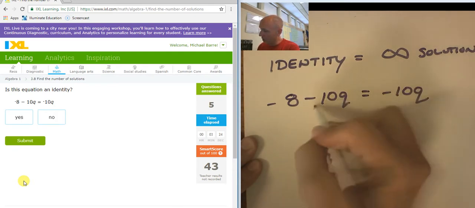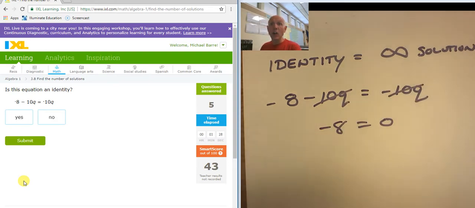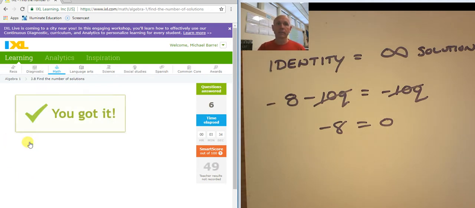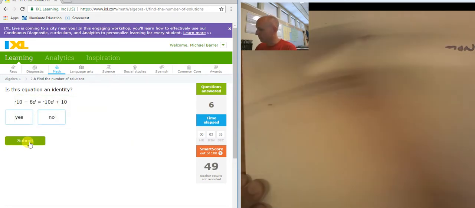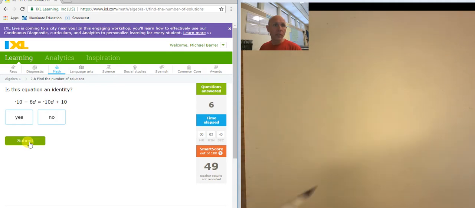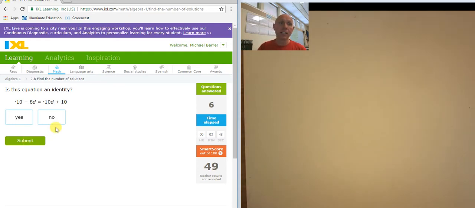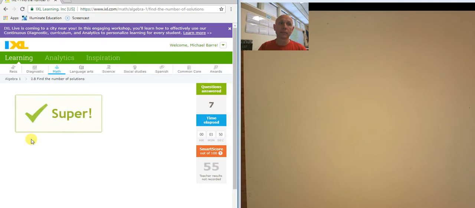Look, negative 10q, negative 10q. Negative 8 equals 0. That's no solution, which means it's not an identity. Is this an identity? No, it's not an identity. Is this an identity? Okay. Are the d's going to cancel? No. There's one solution. One solution is not an identity. Is this an identity? No, it is not an identity.